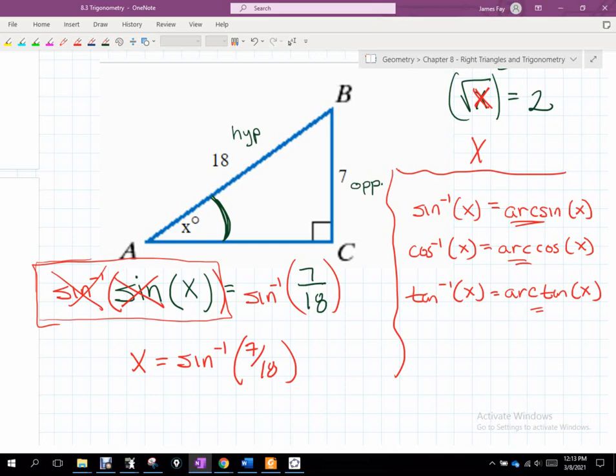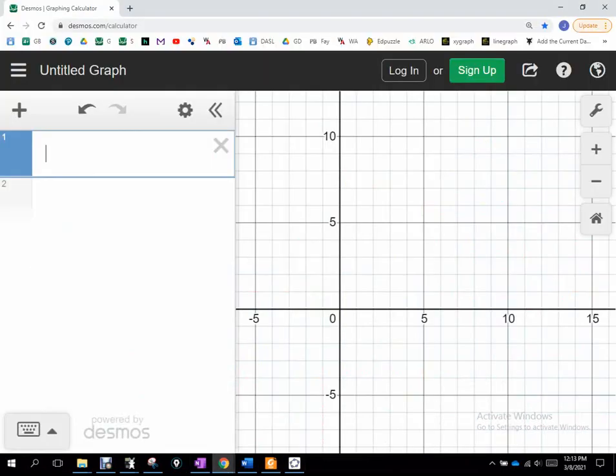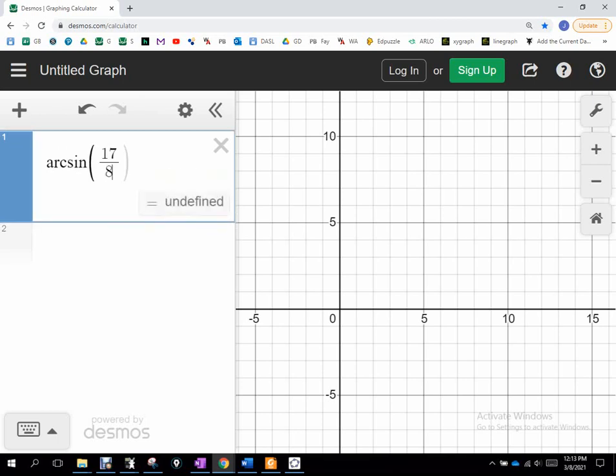Okay? And it has to do with arcs of circles, and I'm not going to get into the dynamics of why it's worded that way, but those do the same thing. So why do I like Desmos? Because on your TI-83/84, you've got to hit second and find all those buttons. On Desmos, I can actually type in arc sine of 7 divided by 18, and it gives me the 22.8.